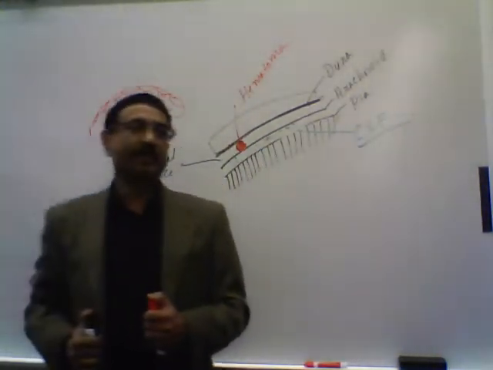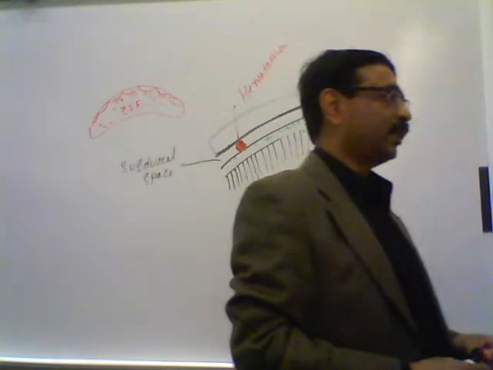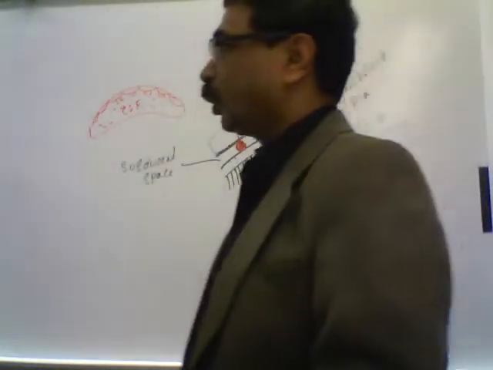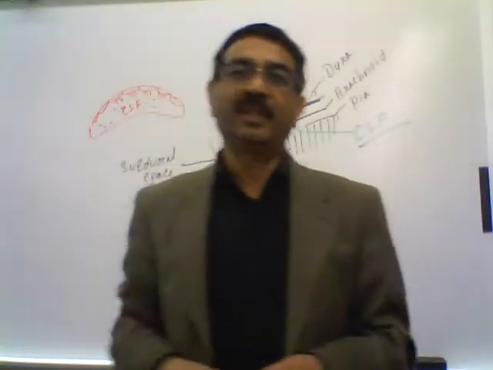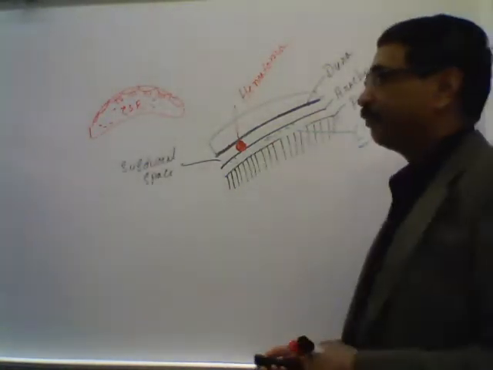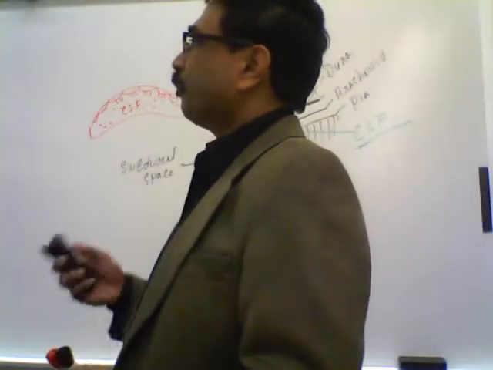What are the ventricles we have inside the brain? We have two lateral ventricles, one third ventricle, and one fourth ventricle. So total 4 ventricles are inside the brain. We'll see their locations here.